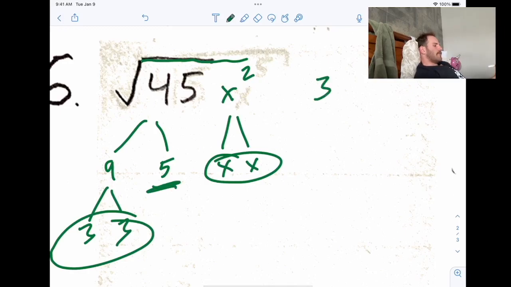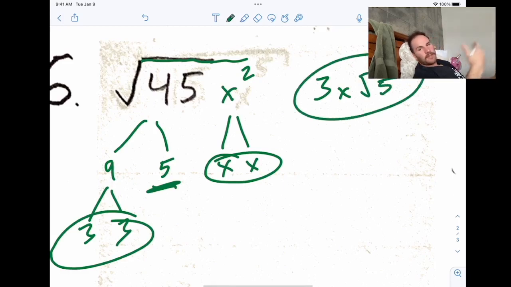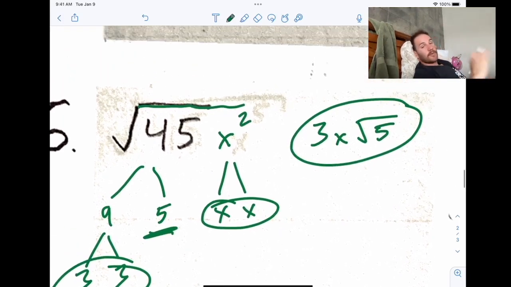We've got a pair of 3s, a pair of x's, and a single 5. So the pairs go out. We've got 3x out, and the singles stay in. That would be your answer for that one. Simple enough. Okay, the variables kind of make it, it's just an additional thing to do onto this, right? It's not a lot of extra work.